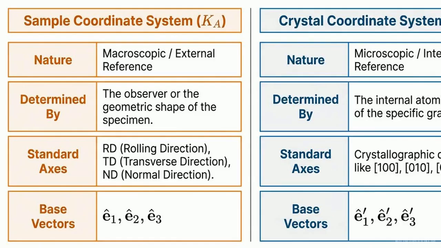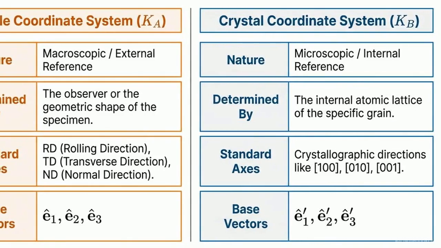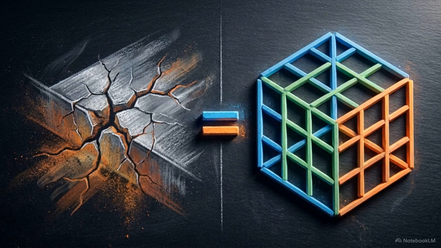This chart maps the two spaces. The sample coordinate system is a macroscopic frame governed by external geometry, tracking outside forces along rolling, transverse, and normal directions. Conversely, the microscopic crystal coordinate system ignores external shape, dictated entirely by the internal atomic lattice. To accurately predict material failure, we have to mathematically bridge these two entirely different spatial realities.